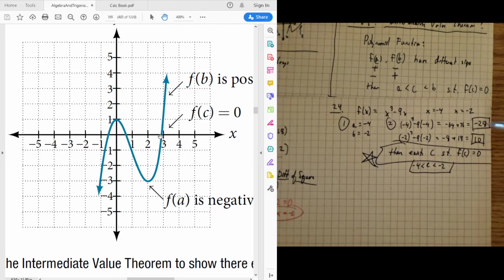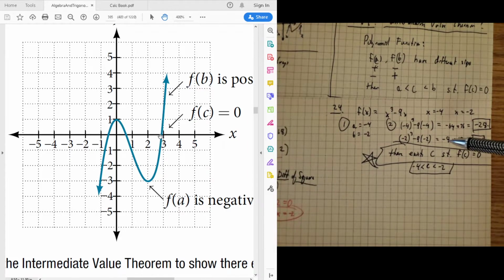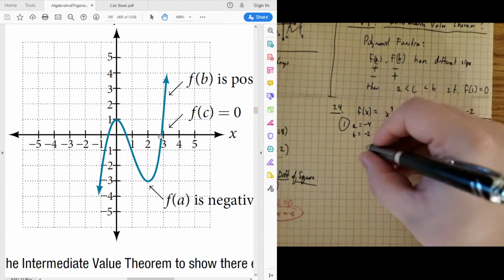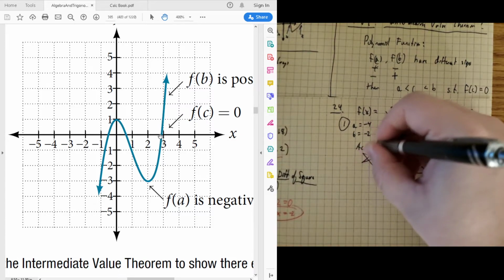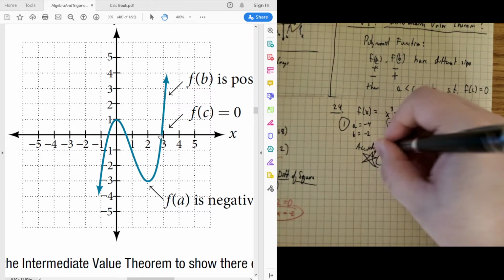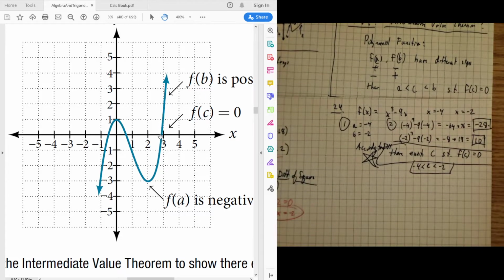Our work is these two values. Notice how they have to have different signs. If they were both positive, we would say, no, you can't use the IVT. If they were both negative, we would say, no, you can't use the IVT. So, according to the IVT, there exists c such that f of c equals 0.